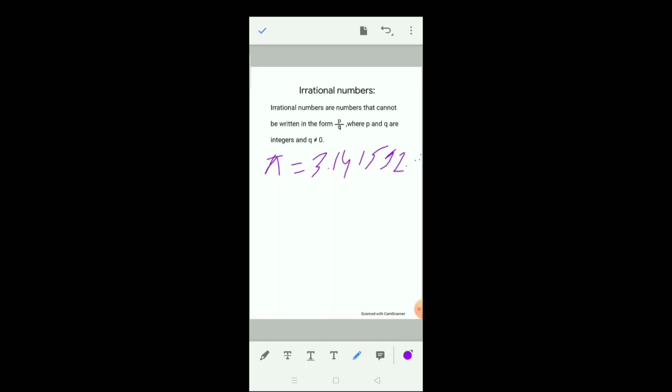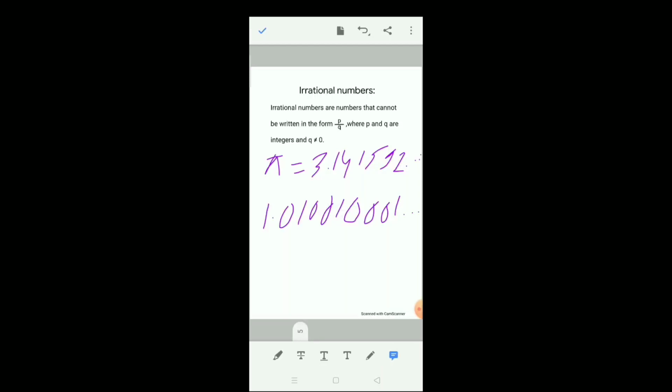For example, let's see another example: 1.0100100001, like this, in this pattern. The numbers which are in the form of non-terminating, non-recurring numbers are also called irrational numbers. Okay, hope you understand. Hope you got it.